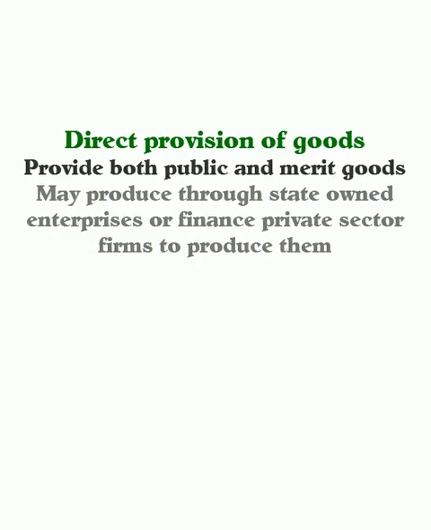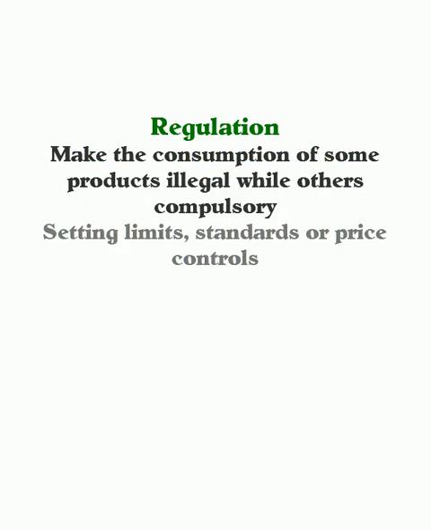Direct provision of goods. Provide both public and merit goods. May produce through state-owned enterprises or finance private sector firms to produce them. Regulation. Make the consumption of some products illegal while others compulsory. Setting limits, standards or price controls.